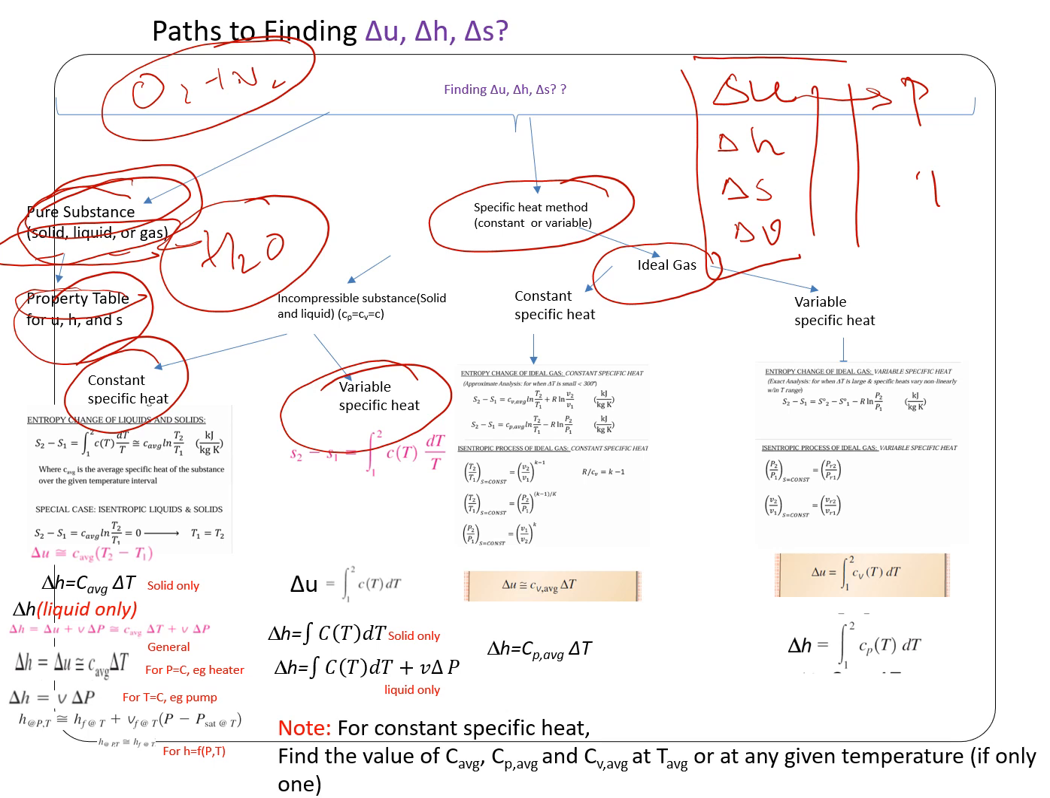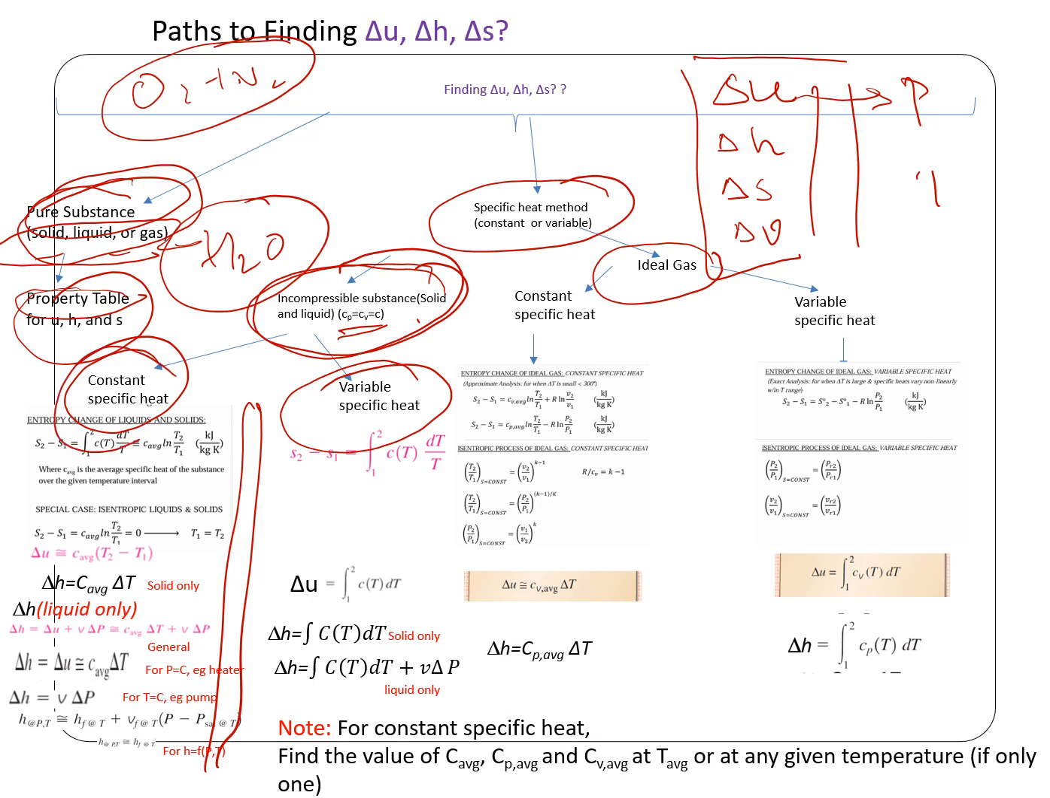But in general, if it says oxygen, nitrogen, you can always consider it to be an ideal gas and carry out the calculation. If it is an incompressible substance, Cp and Cv and C are constant. So this guides you through how you can find this property for an incompressible substance: delta H, delta U, delta S, for constant specific heat.